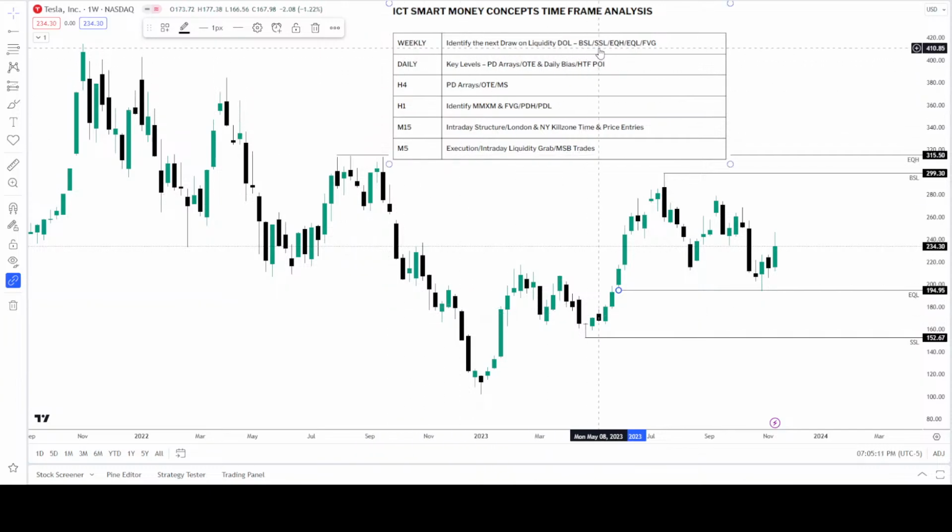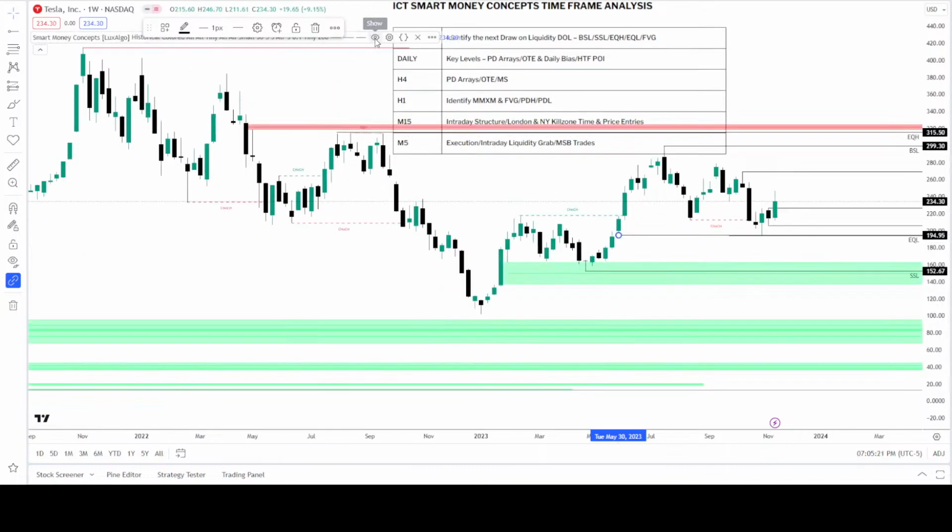So we got our buy side, we got our sell side, we got our equal low, we got our equal high, and then we're going to look at a fair value gap on the weekly time frame. And so again, you can flash your smart money indicator there and see where they might be. So we do have a fair value gap down here. We also have a fair value gap above right here. But there are some in-betweens as well.